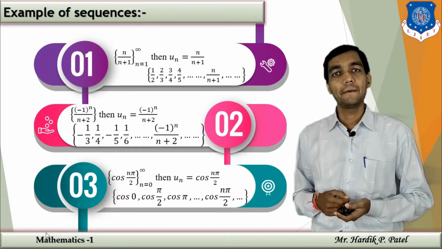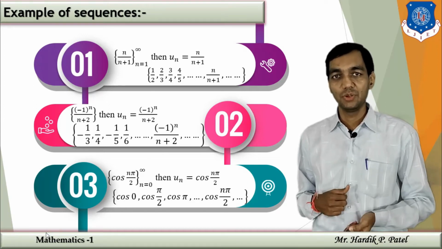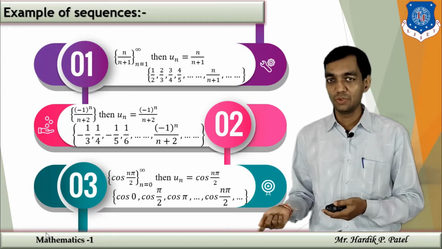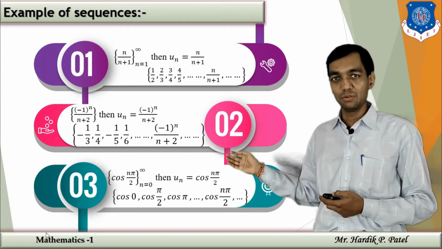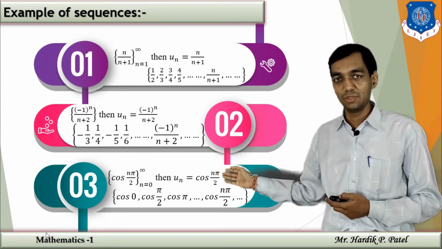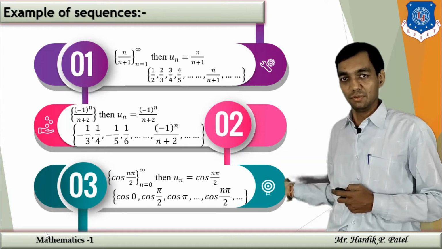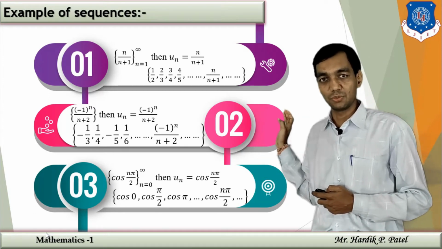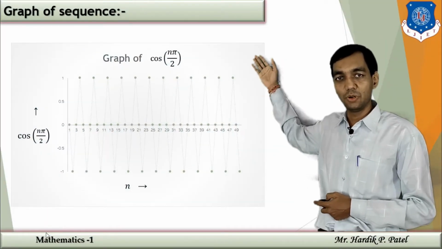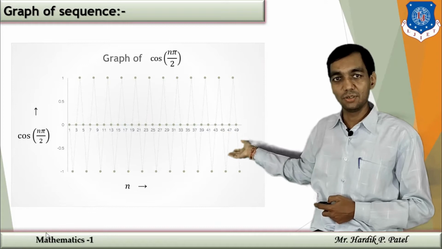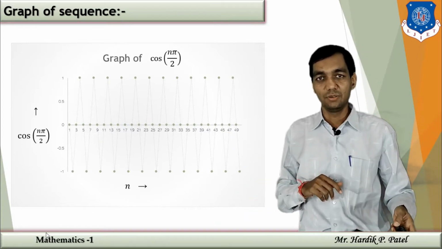If you put n equal to 0, then you will get cos 0. n equal to 1, then you will get cos pi by 2. n equal to 2, then you will get cos pi, and so on. If you find the values, then cos 0 is 1, cos pi by 2 is 0, then cos pi is minus 1, then 0, then 1, and so on. So in a graphical presentation, you have only 3 points. Either it is 1, or it is 0, or it is minus 1. So the sequence has only 3 values.